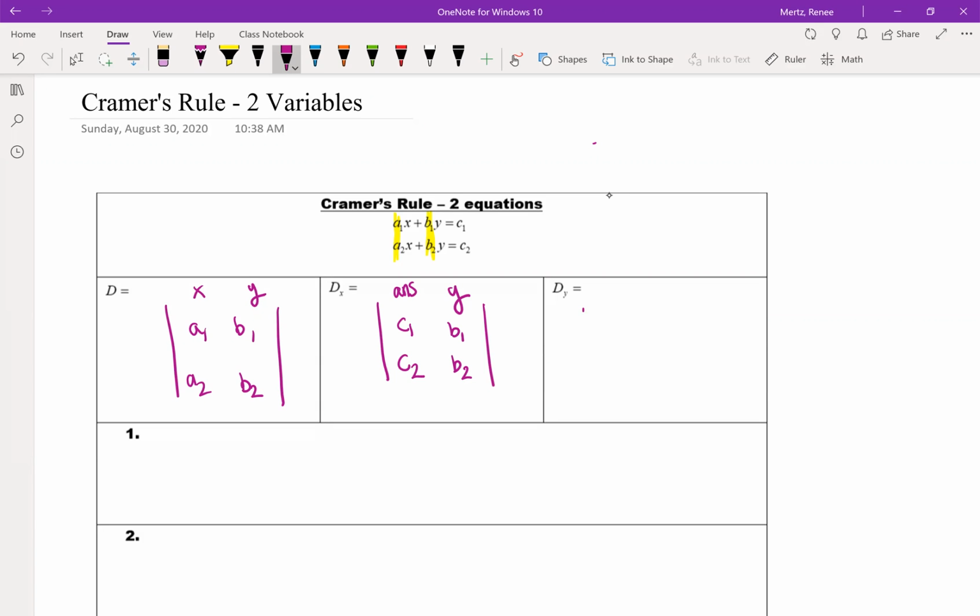And likewise, when we're doing d of y, or the determinant for y, we're going to do x values, and then we're going to replace the y with the answers. So we have a1, a2, c1, c2. So then we're going to use these numbers. So each of these are going to give you a number. So step 1 is to solve each determinant.